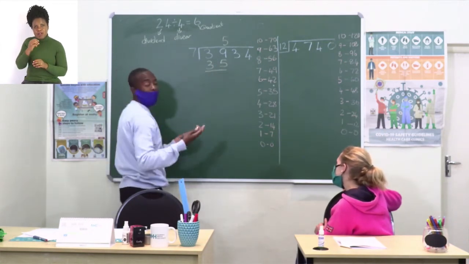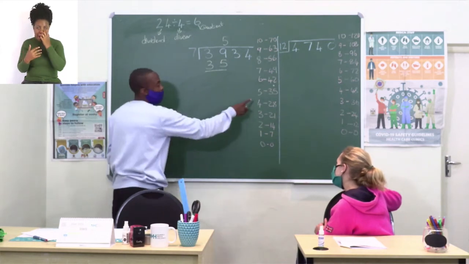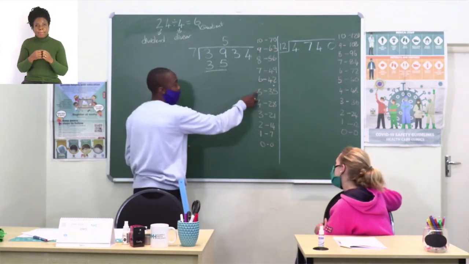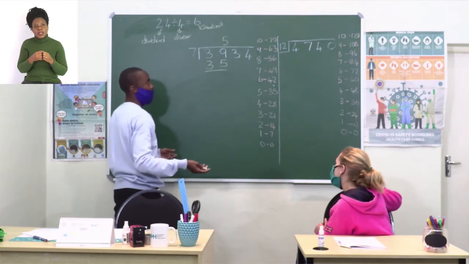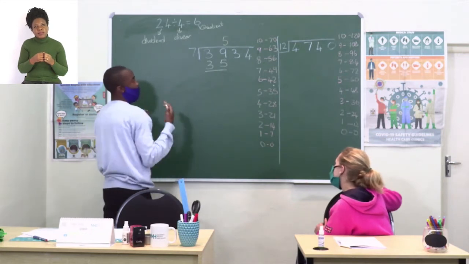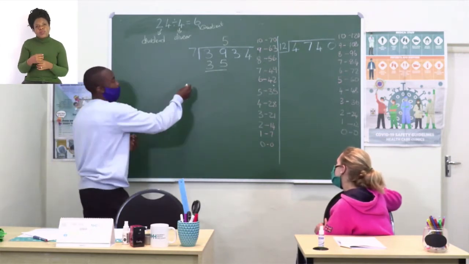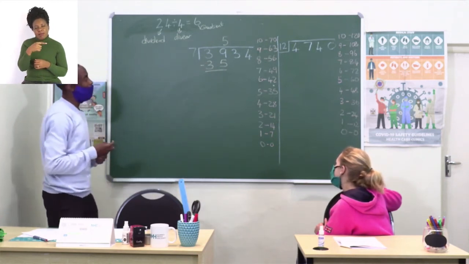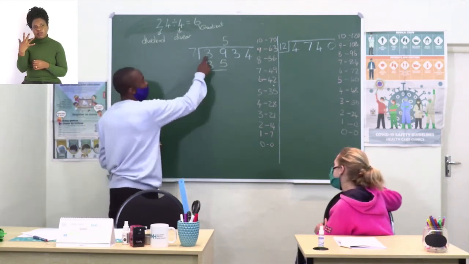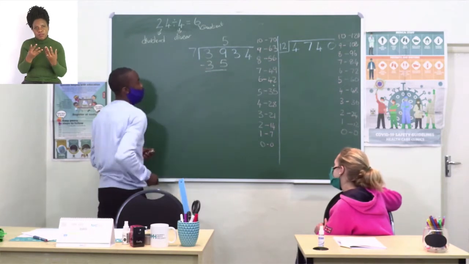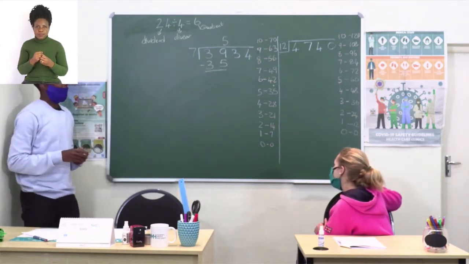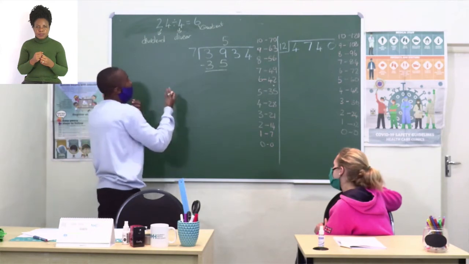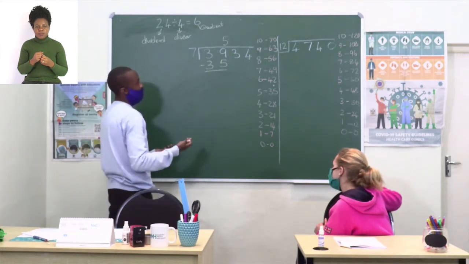Which is also easy to see. Why? Because it shows you 5, 35. I made it easy for you. All right. Now, once you are done with this, make sure you put your subtraction sign there. Why is that important? Because you are going to subtract this number with this number. Okay? So now we're going to say 39 minus 35.